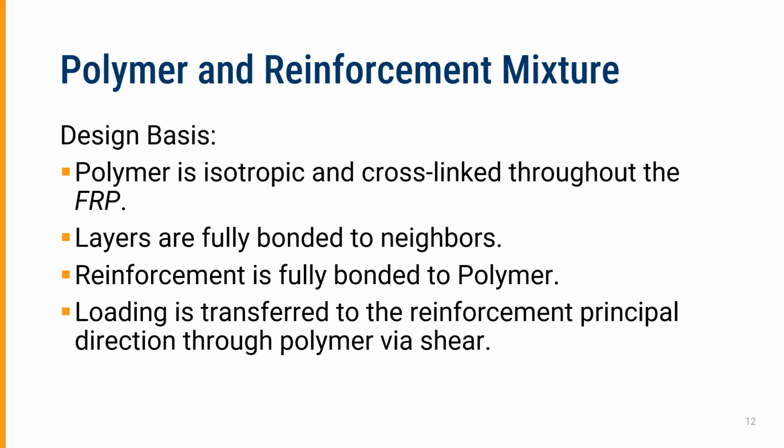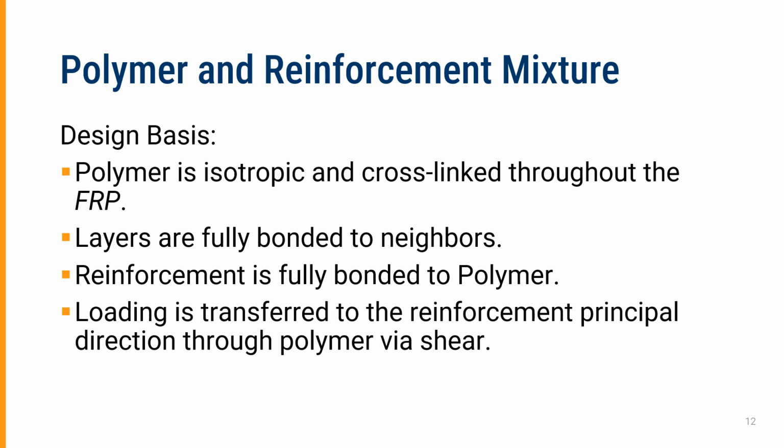Once the polymer and reinforcement mixture is finished, we actually get to look at the design basis. The polymer is isotropic and it's cross-linked throughout the FRP. You may have different amounts of cross-linking at different sizes for different layers, but the layers are all typically bonded and linked because there will be bonding sites available on relatively newly formed and newly cured polymer.